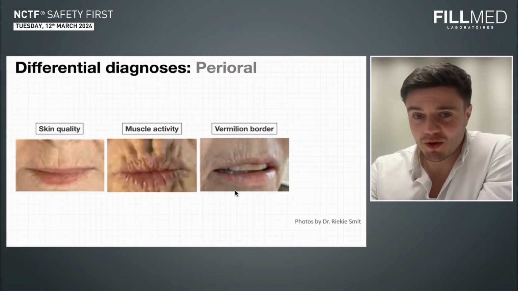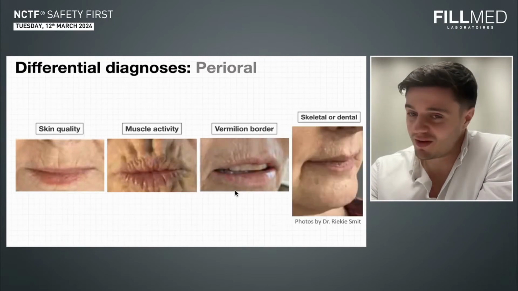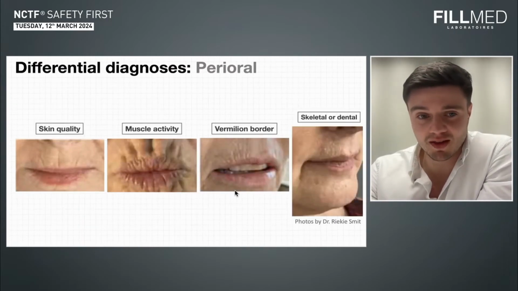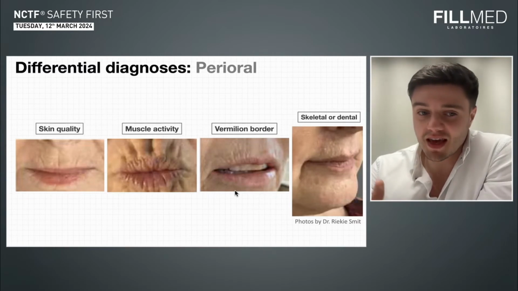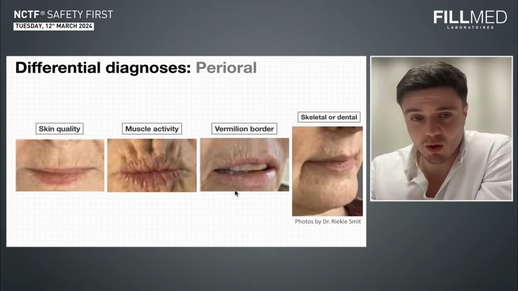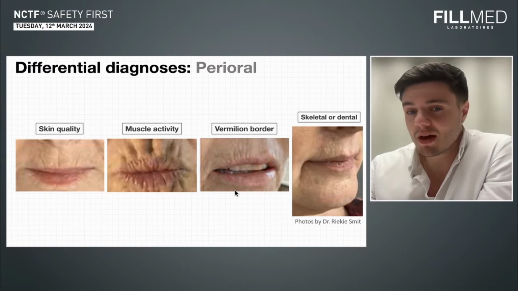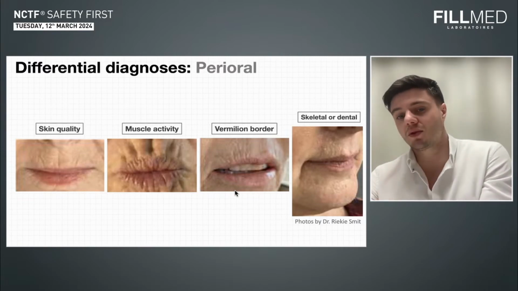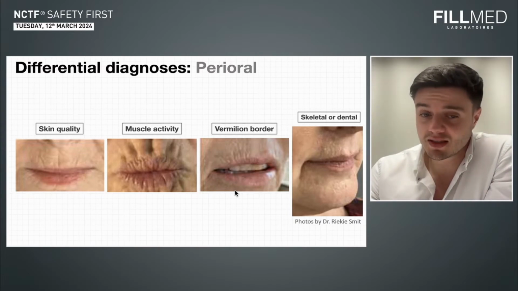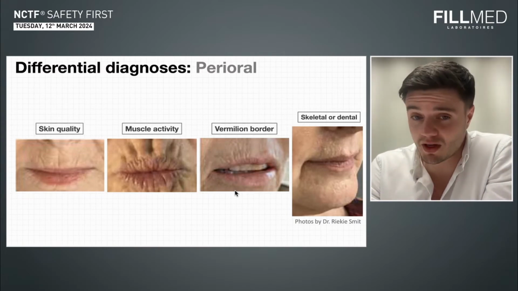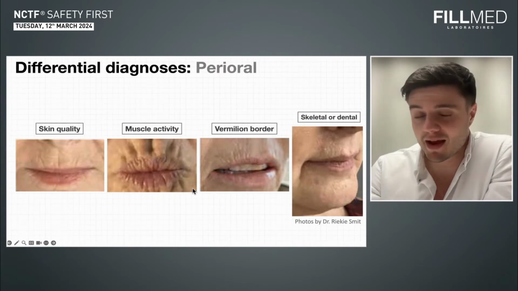Again, I would like to show you 4 patients with different aesthetic concerns. So on the left, we can see a patient concerned about the skin quality. This is something that can very easily be targeted, but we also have to differentiate if the wrinkles are being caused, just as we have seen in the periorbital region, by hyperactive muscles.